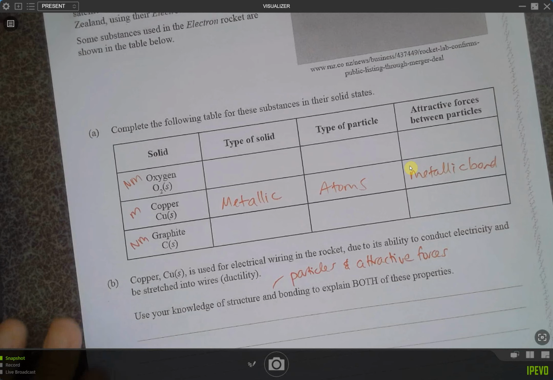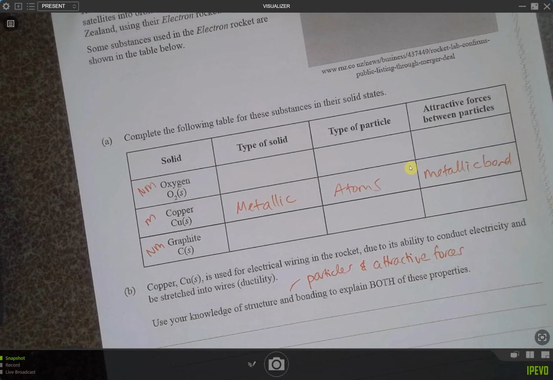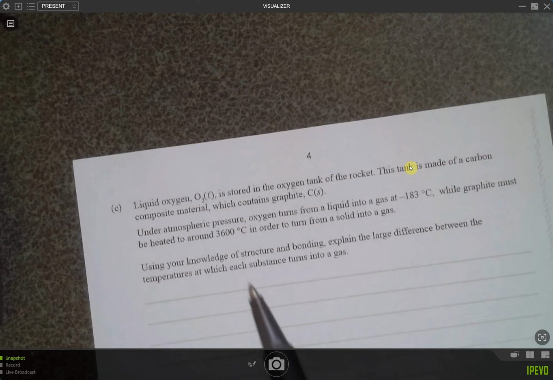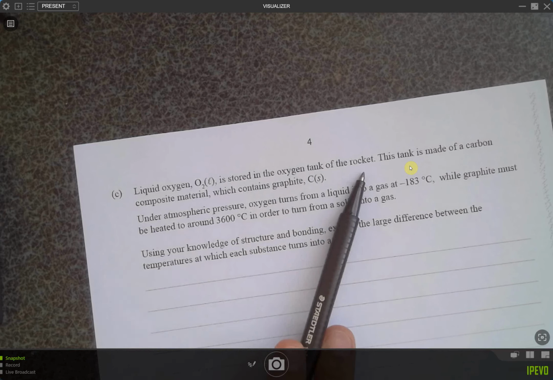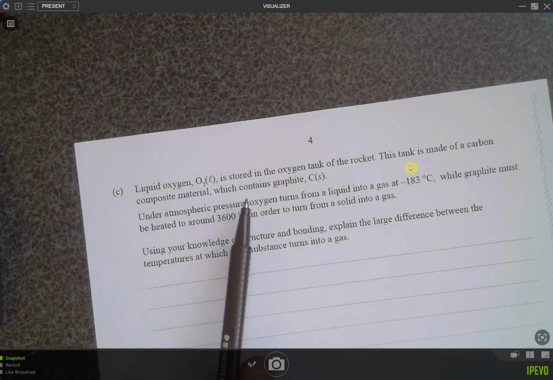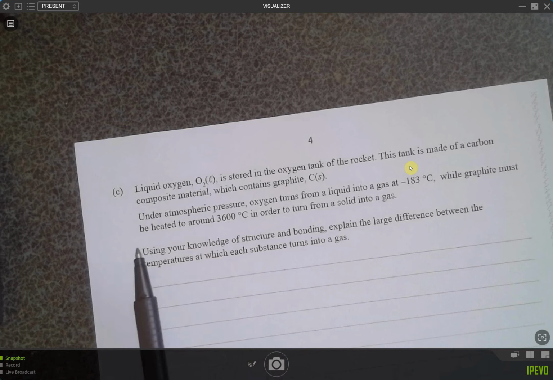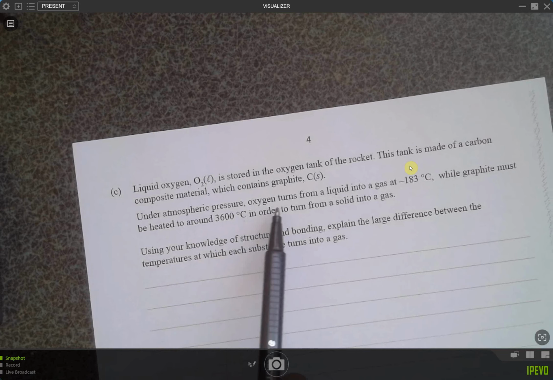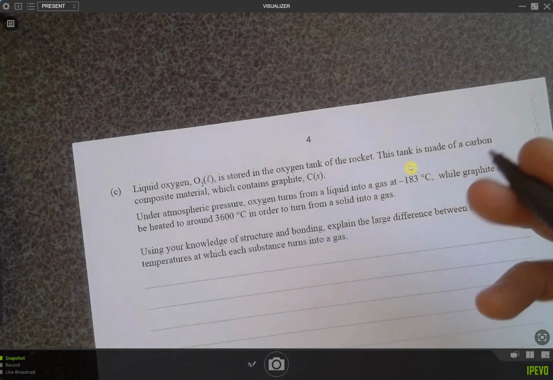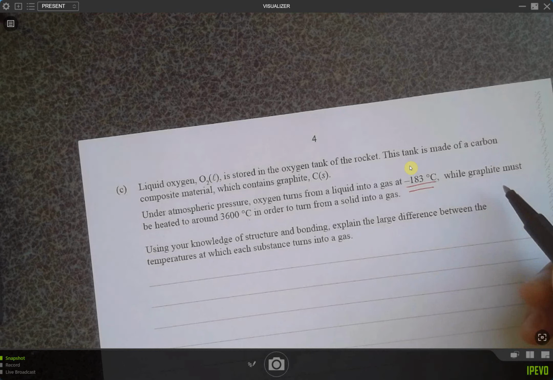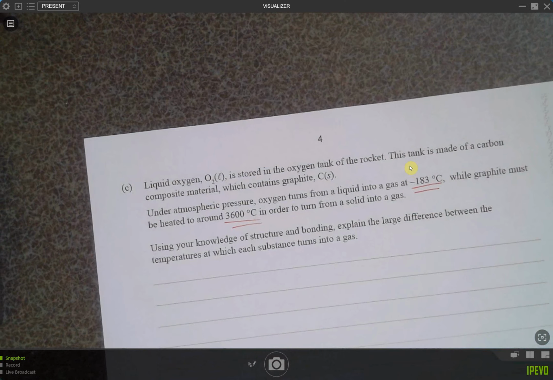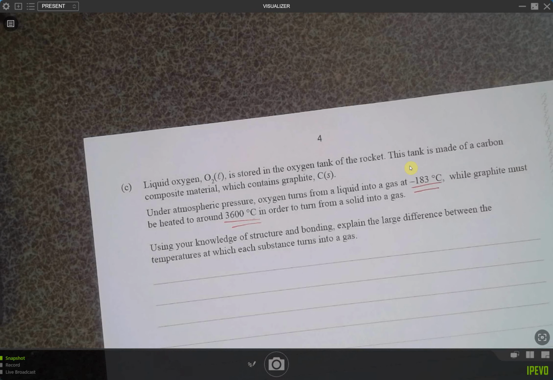There's nothing in there that helps me with the oxygen and the graphite question, so I'm going to keep reading. I see here that it says liquid oxygen is stored in an oxygen tank in the rocket. The tank is made of a carbon composite material, which is made up of graphite. Under atmospheric pressure, oxygen turns from a liquid into a gas at negative 183 degrees Celsius, while graphite must be heated to around 1300 degrees Celsius to turn from a solid to a gas. Using your knowledge of structure and bonding, explain the large difference between these temperatures in each substance.